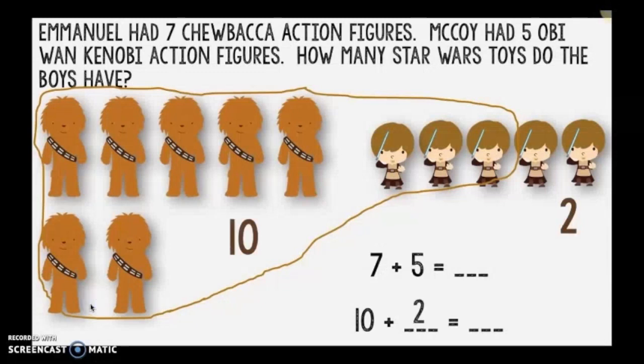Good. Did you put a 2 right there? Oh, I hope you did, because that's how many we had left over that we still need to add in. Our number sentence now says 10 plus 2 equals, yeah, you got it, 12. Wow, you're so good at this math.